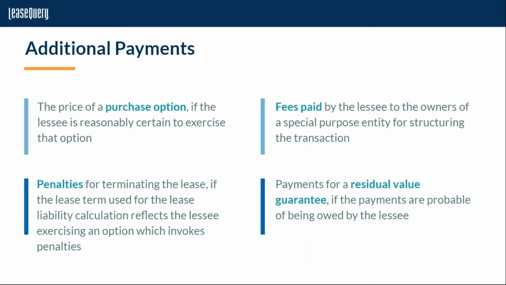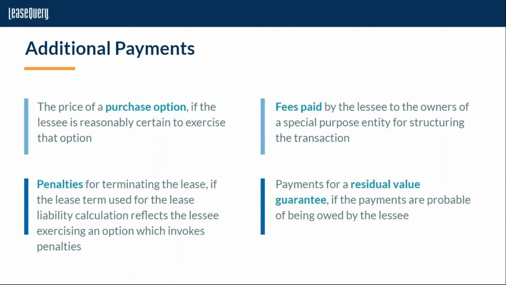And here are some additional payment types to consider including. A purchase option, if the lessee is reasonably certain to exercise that option. Penalties for terminating the lease, if the lessee is reasonably certain they will terminate the lease and incur these fees.